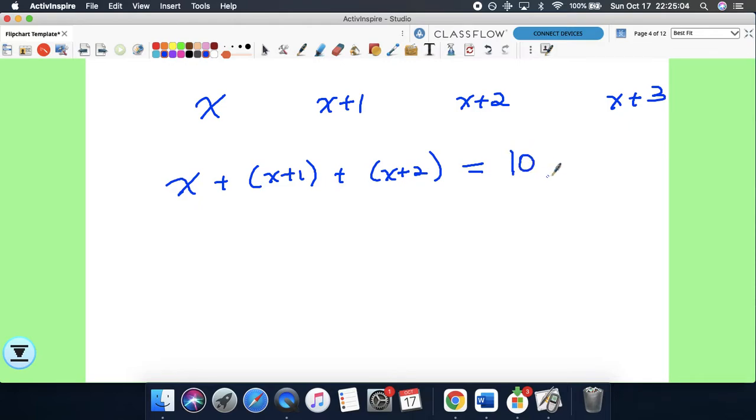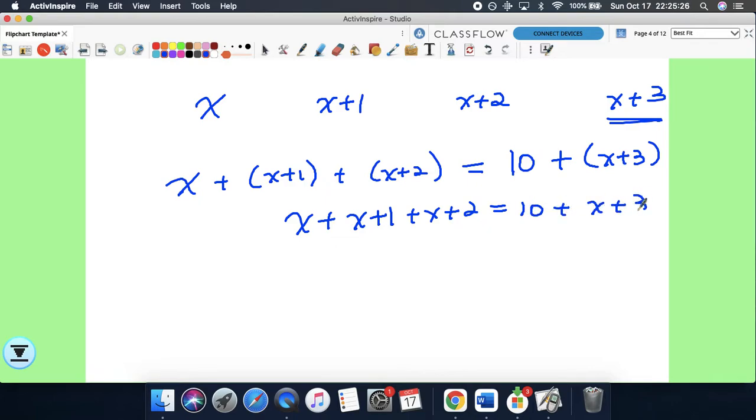10 more means addition, right? 10 more than the fourth one. And this is your fourth number. So whatever the fourth number is plus 10 equals the sum of the first 3. And there's your equation. Let's take out the parentheses. x plus x plus x is 3x. 1 plus 2 is 3. And that side is 10 plus x plus 3. Sorry, let me combine like terms here. 10 plus 3 is 13, and then plus x.